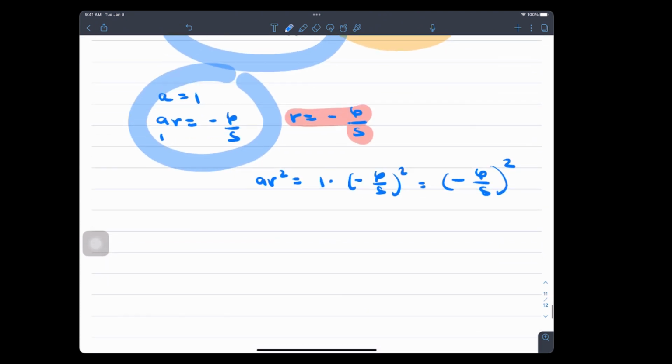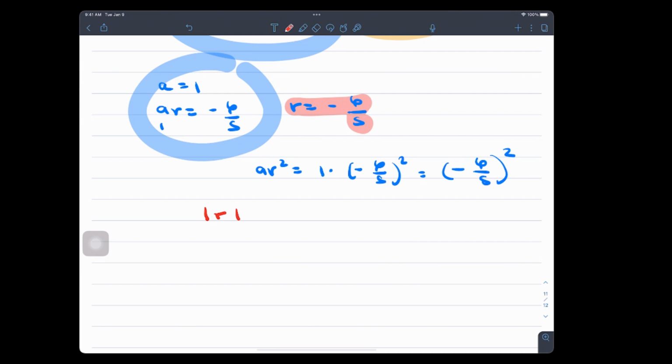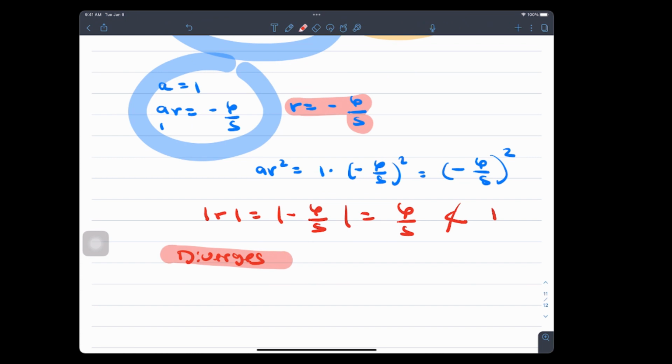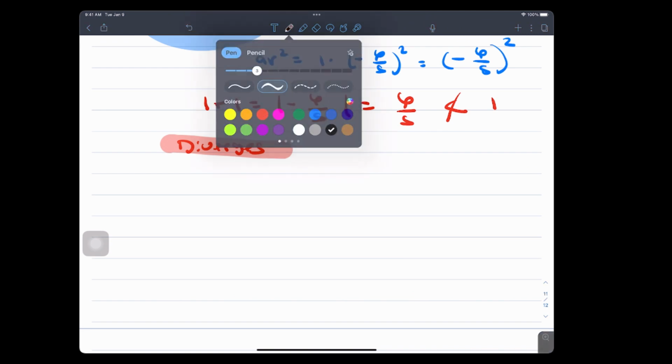Is that true? Now, what do you have to have for convergence here? What's the test? The test is that the absolute value of R, the absolute value of negative 6/5, which is 6/5, is not, ladies and gentlemen, smaller than 1. Is that true? So then what does that mean about the series? Diverges. Yeah, it's divergent. Is that easy peasy lemon squeezy?